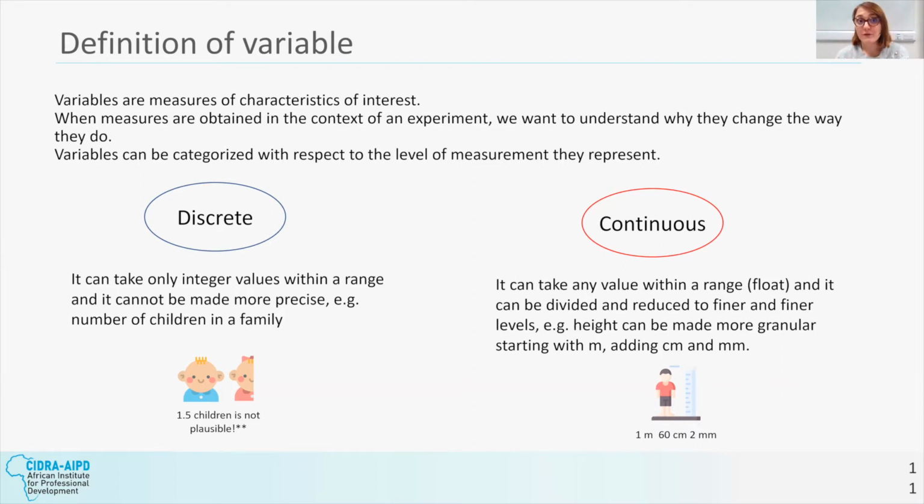Or if we think, for example, of the floors in a building. While continuous variables are measured using floating numbers. In this case, we can add finer and finer information and have more granular information about the variable of interest. For example, height. We can measure it using just meters, or we can add centimeters and millimeters. This will give us additional and more granular information about the height.